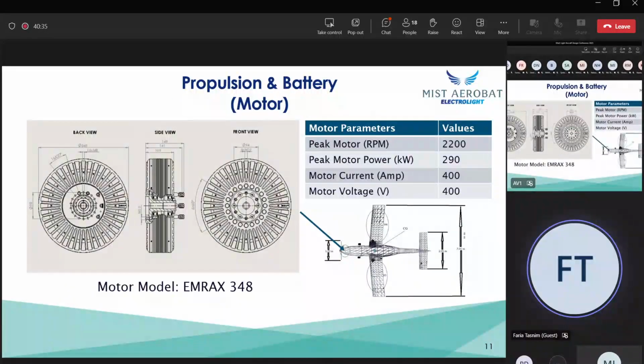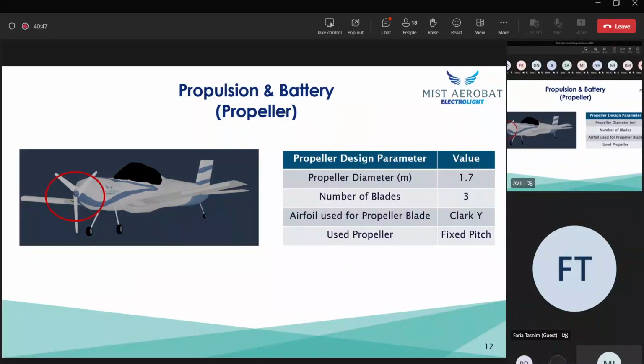Motor model MRAC 348 has been selected for the propulsion system of our aircraft due to its high RPM range, enough torque, flexible electric power requirements, and flight weight. To deliver enough thrust, a 3-blade fixed-pitch propeller of 1.7 meters in diameter has been used. The Clark Y airfoil, suggested by the Planemaker software as a propeller blade airfoil, has been chosen.